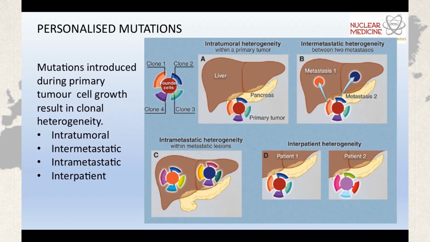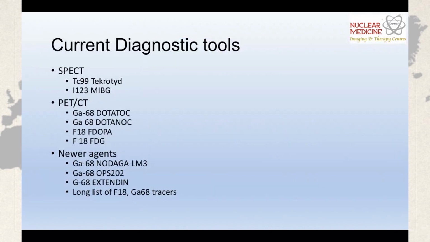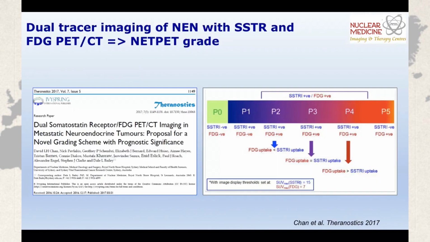Now, based on this, we know that there are personalized mutations or tumor heterogeneity, and this can be intratumoral, intermetastatic, intrametastatic, and interpatient. And because of this, imaging protocols are very important. So the current imaging protocols can be SPECT, PET-CT, and also multiple newer agents that are being developed.